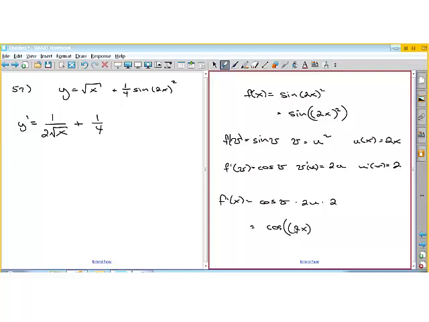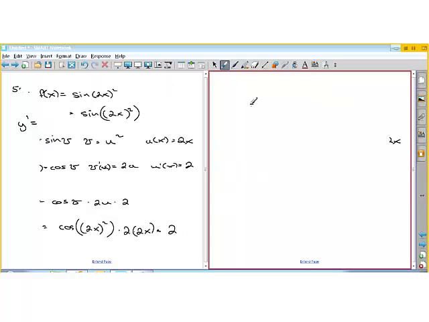U is 2x. We square that, and we take the cosine. So it's just like the original function, except it changes to cosine. Then you multiply by 2u, but u is 2x. 2u is v prime of u, but you plug in u to keep it all in terms of x. And then finally you multiply by u prime of x, which is 2. So now let's get everything straight here. 2 times 2 times 2 is 8. So we have 8, we have an x, and then we have the cosine of the quantity 2x squared. So that's f prime of x.